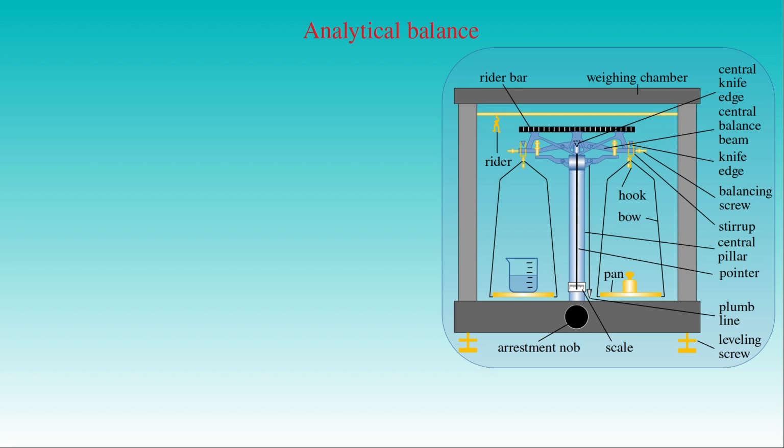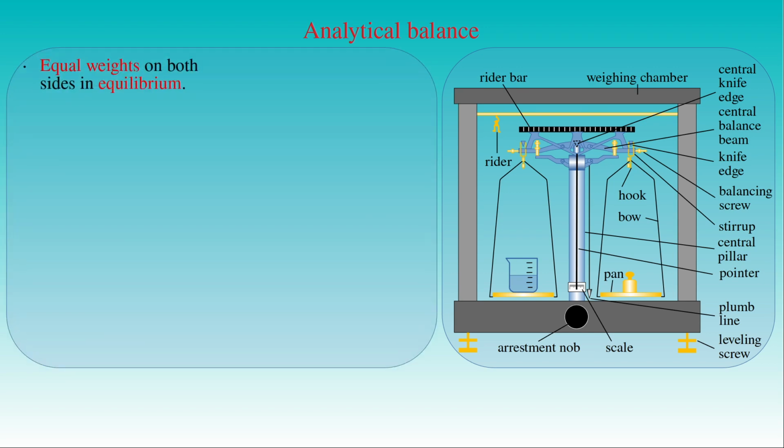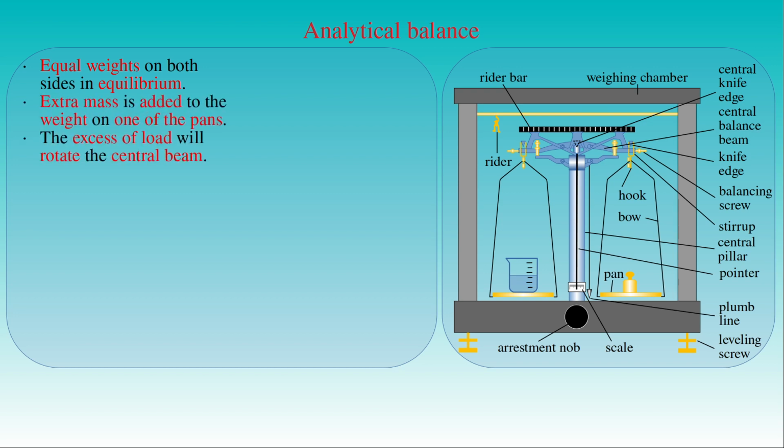Let us consider a balance with equal weights on both its pans in static equilibrium. If extra mass is added to the weight on one of the pans, then the excessive load will rotate the central beam of the balance, indicated by the pointer moving in front of the scale. The greater the angle of deflection of the pointer produced by a given excessive load, the greater the sensitivity of the weighing balance is.